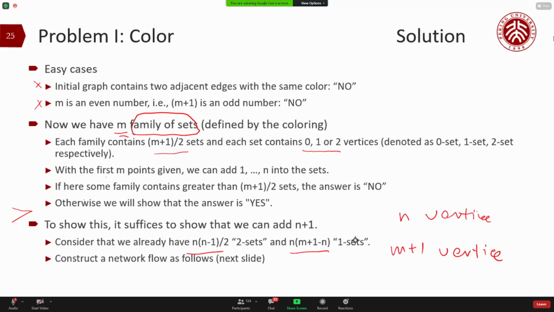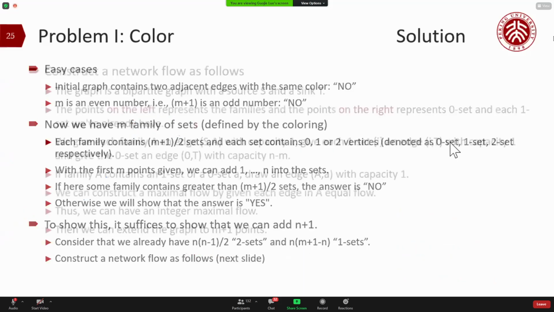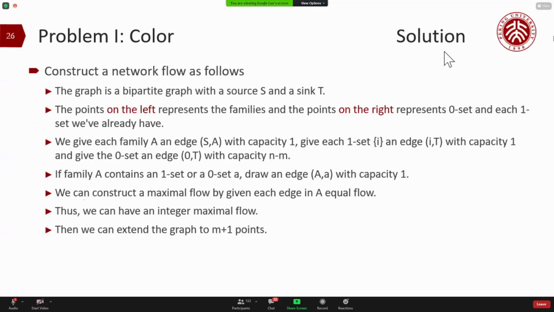So these two numbers are from the cases where at the beginning we have n vertices, and at the end we need to maintain M colors. It's M colors. To get the solution for the coloring of the next vertex, let's see how we can construct it.